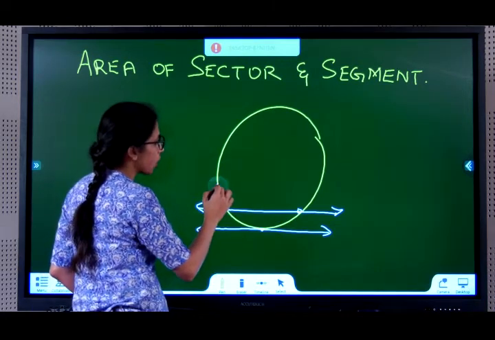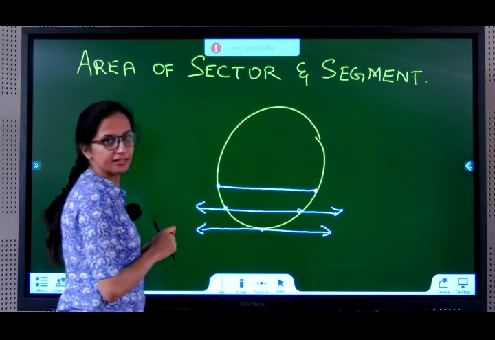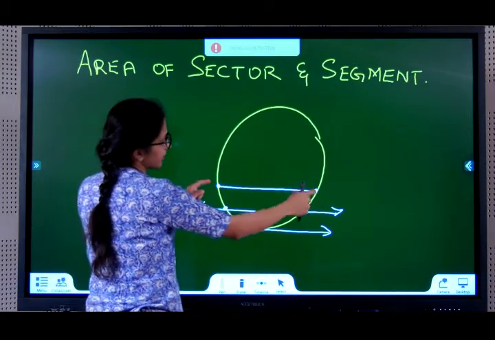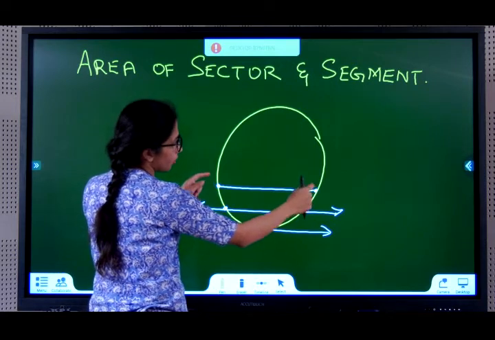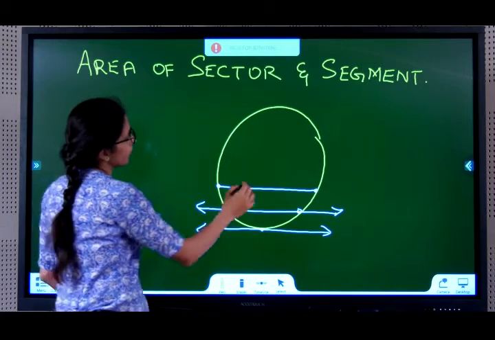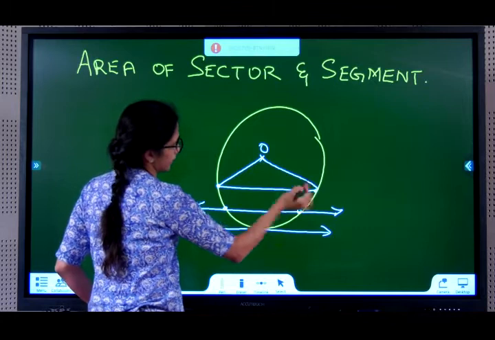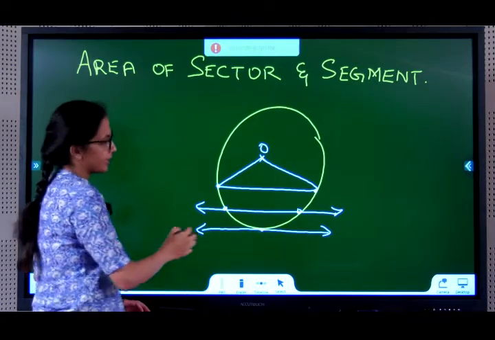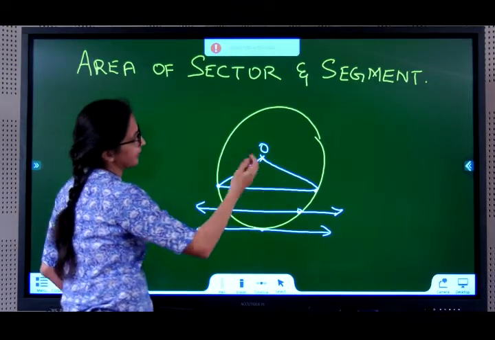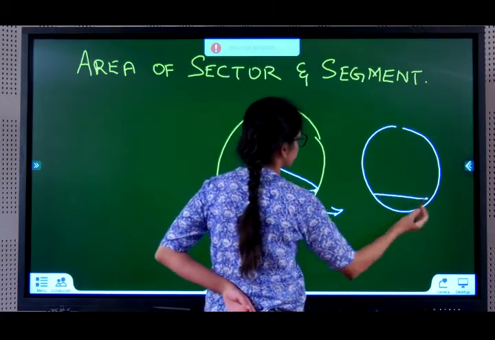If I have a chord, that is a line segment touching the circle at 2 points, this will be called a chord. Chord, secant, tangent. Right? So now if I join the center of the circle to this chord, then this region is called the sector. Let me draw a separate figure so you can understand better.